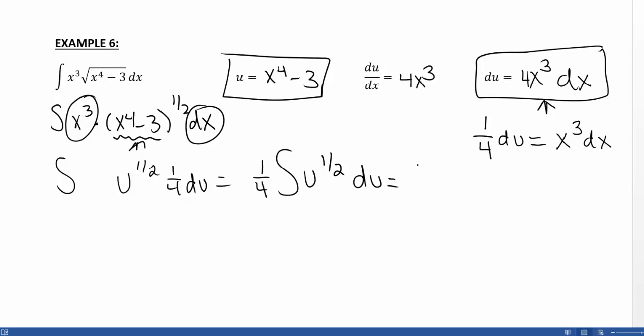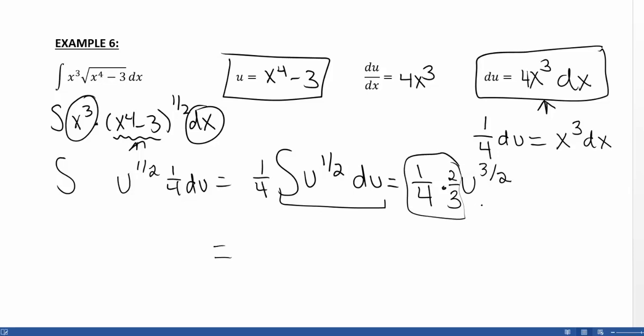So now I know that my answer is going to be 1/4 times the antiderivative of u to the 1/2. So the antiderivative of u to the 1/2, I need to add 1 to the power. So that's going to give me u to the 3/2, and then divide by the new power. But if I divide by 3/2, that's the same thing as multiplying by 2/3. So now, for my last step here, I need to do two things. First, I want to simplify my fraction. So I have 2 over 12, which is the same thing as 1 over 6.